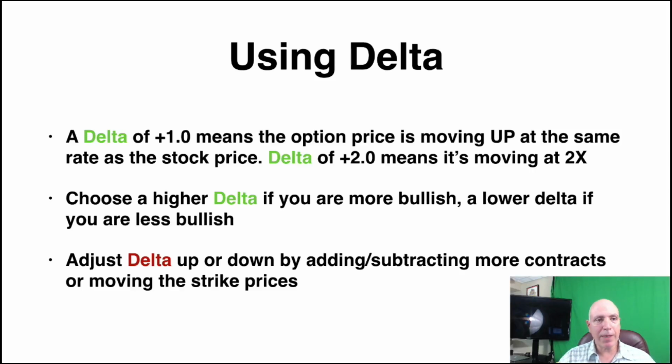And delta can be pushed either up or down by adding or subtracting more contracts, or spreading out the difference between the strike prices of contracts in these more complex strategies. All right? So those are ways that you can change your delta and your bullish or bearish stance or opinion on Apple stock. Adding more, subtracting more, changing the distance between the strike prices.